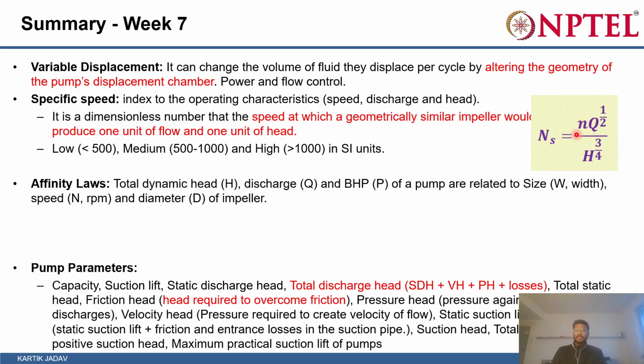Right. So what is specific speed? Specific speed is basically the speed at which a geometrically similar impeller would operate to produce one unit of flow Q and one unit of head. Okay. And classification of specific speed: if specific speed is less than 500, it is low; if it is between 500 and 1,000, it is medium; and if it is greater than 1,000, it is high.